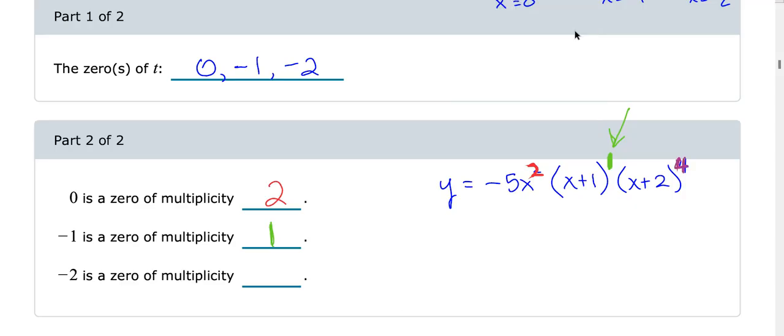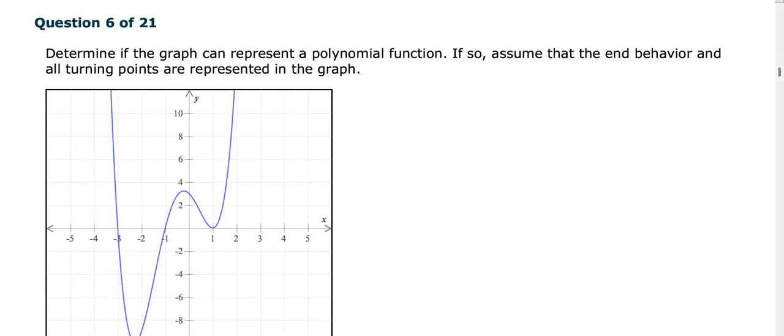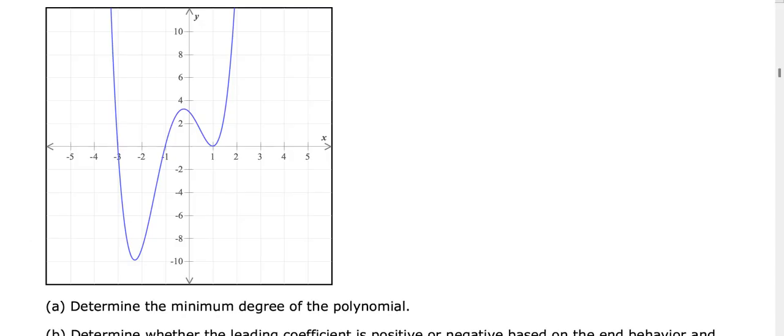Number 6, determine if the graph can represent a polynomial function. If so, assume that the end behavior and all turning points are represented in the graph. Okay, the end behavior is up, up, right? How many turning points do we have? We are decreasing, and then we turn. We increase, and then we turn. We decrease, and we turn, and we increase. So there's 3 turning points.